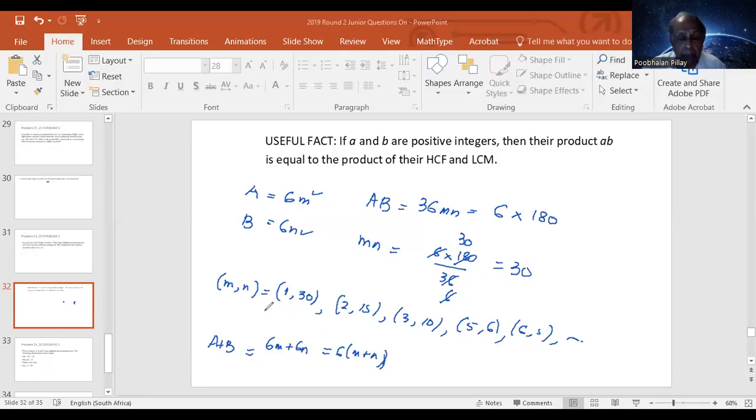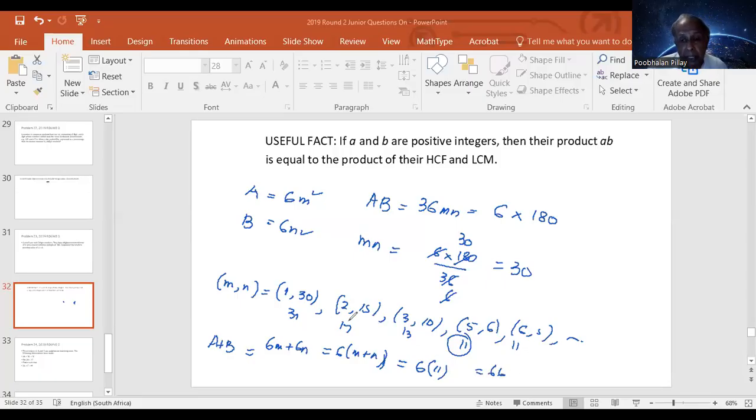I've already got m and n, right? So we'll have to look at all these and see what m plus n is. Here you've got 31. Here you've got 17. Here you've got 13. Here you've got 11. Here you've got 11. And the same numbers repeat on the other side because they're just the reverses of these. So the smallest value amongst the m plus n is 11. So the smallest value of a plus b is 6 times 11, and therefore it's 66.